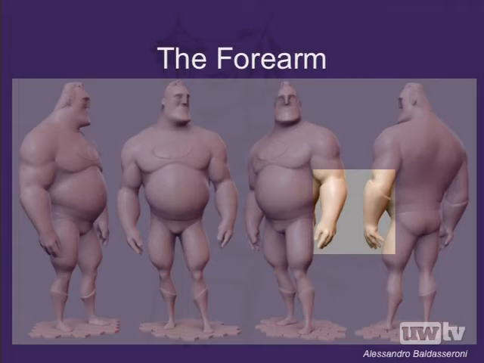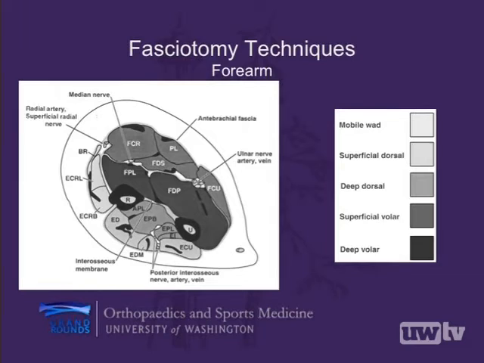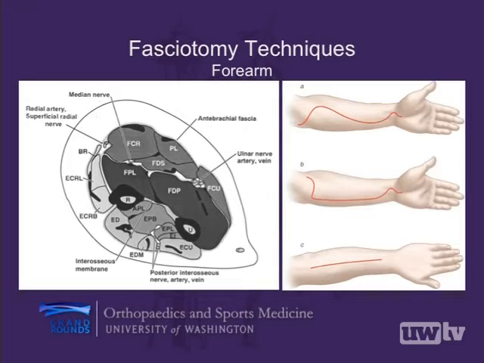Similar to the leg, the forearm is a common anatomic area for the development of compartment syndrome. Five separate compartments are anatomically described, including superficial and deep volar and dorsal compartments, and the dorsal radial mobile wad musculature. Several different volar incisions have been described that allow for native skin coverage of the median nerve and tendinous structures until swelling resolves and delayed definitive wound coverage occurs.